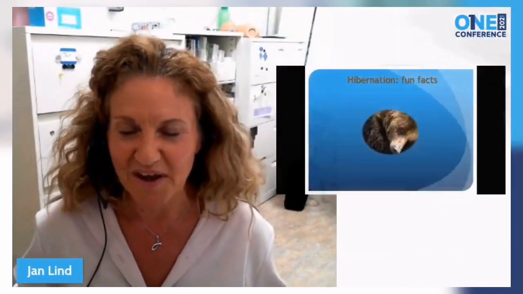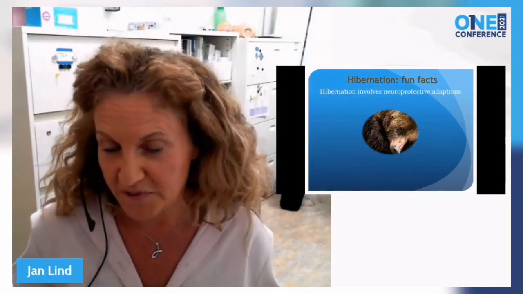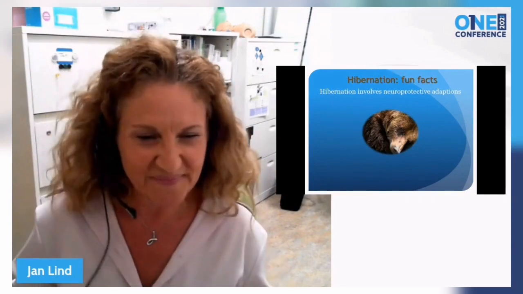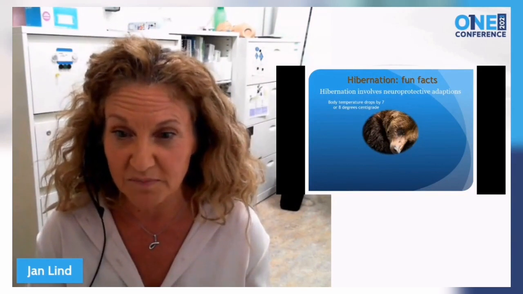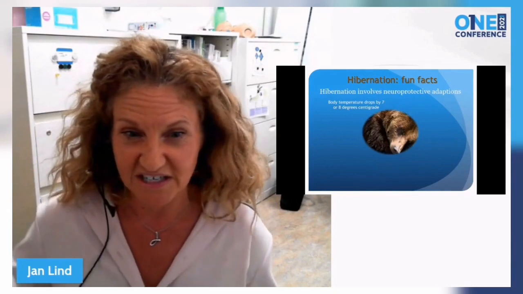So we took a closer look at what happens to our furry friends during the cold winter months during hibernation. And studies in animals suggest that the unique physiological state of hibernation can actually provide several neuroprotective adaptations. So here's a few fun facts about bears. During hibernation, a bear's body temperature drops by 7 to 8 degrees, from 37 to about 29, 30 degrees.